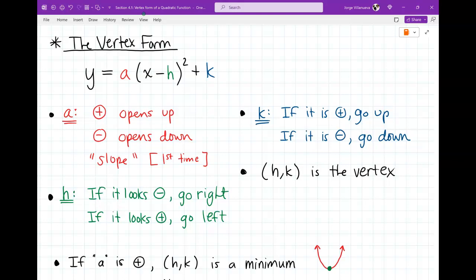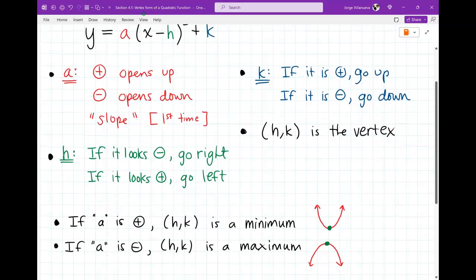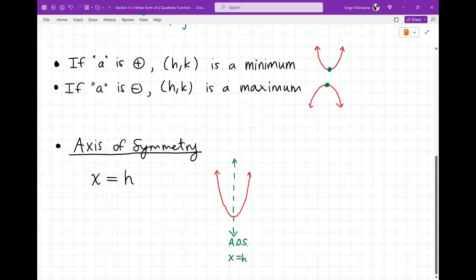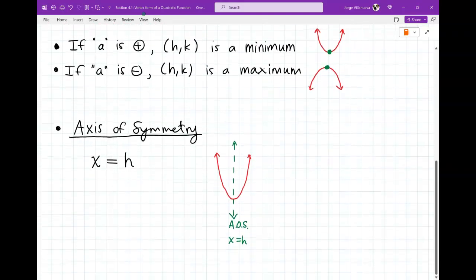Then we said H, well, if it looks negative, go to the right. If it looks positive, go to the left. We know that already. K, if it is positive, go up. If it is negative, go down. Again, we know that already. And we also know that (h, k) is the vertex, okay? And then we started to introduce a couple of new things right here.